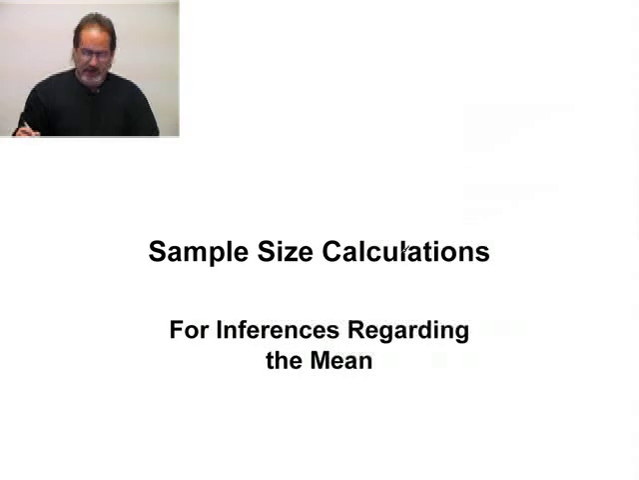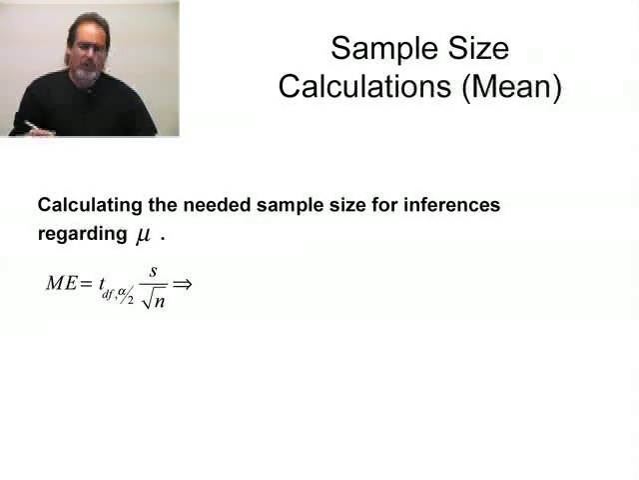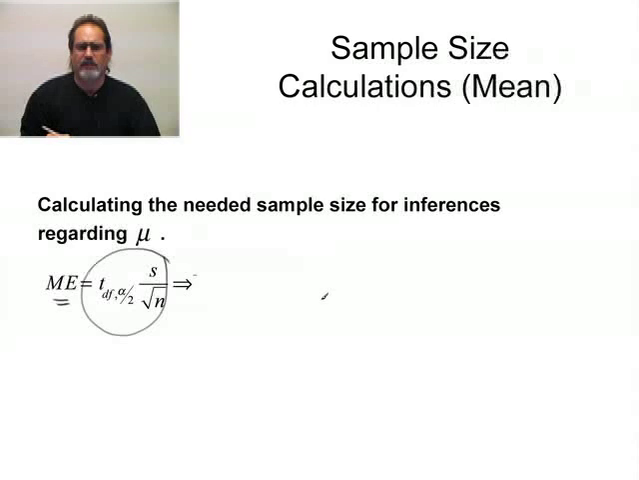Let's talk now about the idea of calculating sample sizes, specifically for inferences regarding the mean. Now, what we want to do is set this up the same way as we did when we looked at sample sizes for proportions. What we did is took the margin of error and set it equal to the way we define the margin of error, or calculate the margin of error, in the confidence interval.